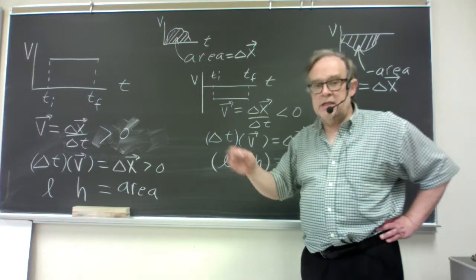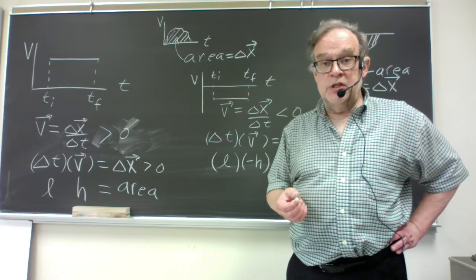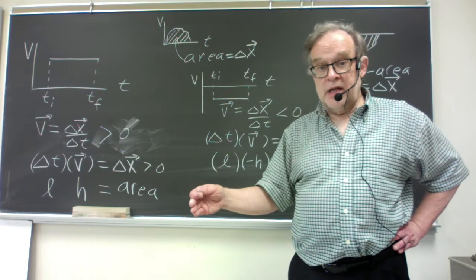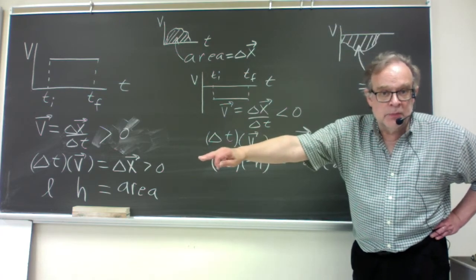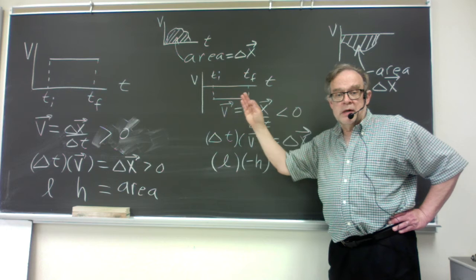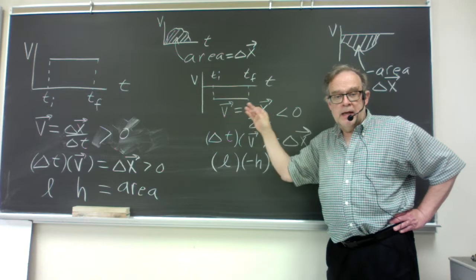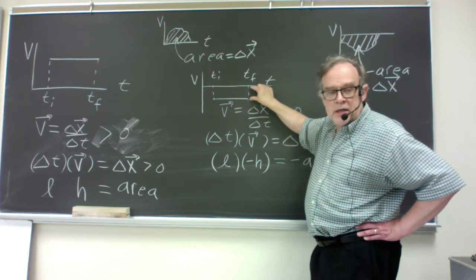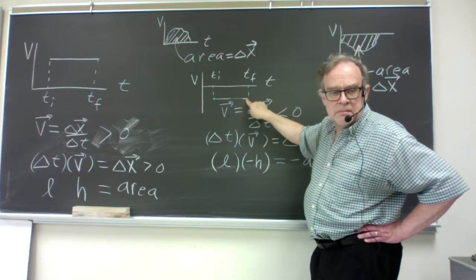Anytime you have negative velocity, that means you're moving in the negative direction, which is the same thing as saying the displacement is negative. Later locations are more negative than earlier locations. But similar to what we had over there, the length of this rectangle corresponds to delta t. The length of this rectangle is just t final minus t initial. And then the height of this rectangle is this length here, which is just the absolute value of this negative velocity.